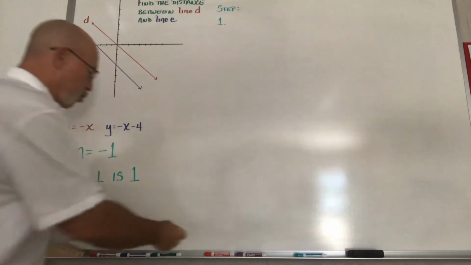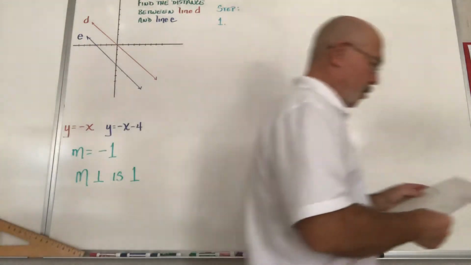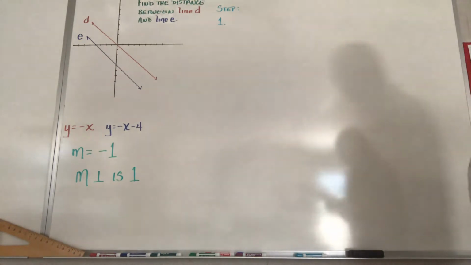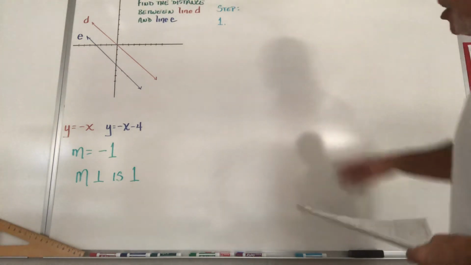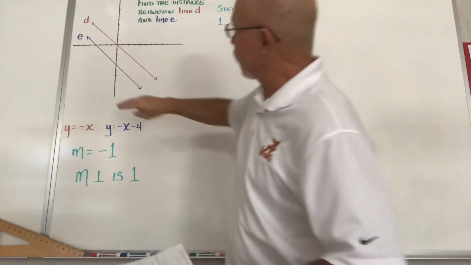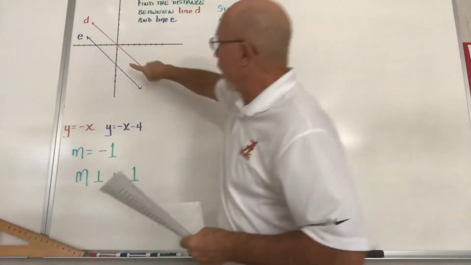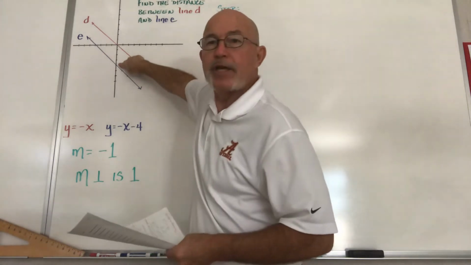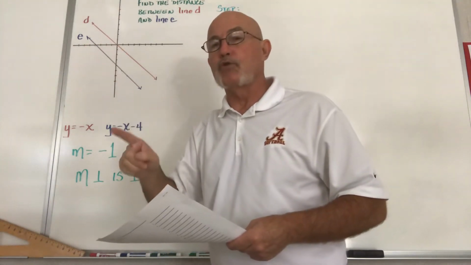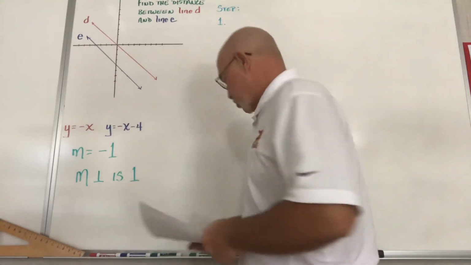Okay, so that's where we're at right now. Okay, so step 1, we are going to draw a line. I'm going to draw a line perpendicular to these right here, just like I did right there. And I'm going to take it through that point because that's where it's crossing through the y-axis.